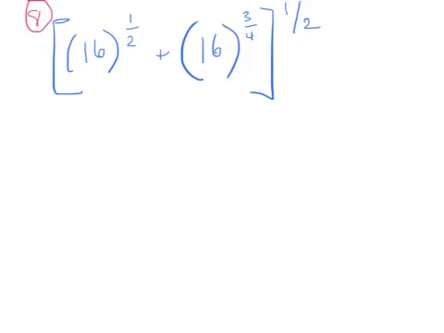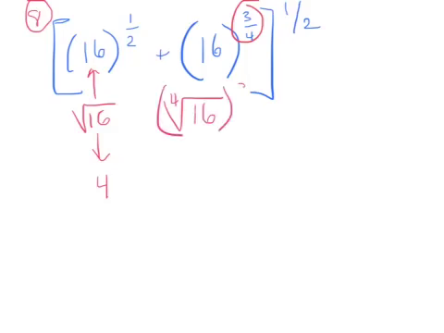16 to the 1/2 power plus 16 to the 3/4 power, and that sum to the 1/2 power. So the first thing I notice is that 16 to the 1/2 power is the same as the square root of 16, which is 4. Now 16 to the 3/4 power is the same as the fourth root of 16 cubed. Well, the fourth root of 16 cubed is 2 cubed, which is 8. And that whole thing still to the 1/2 power.